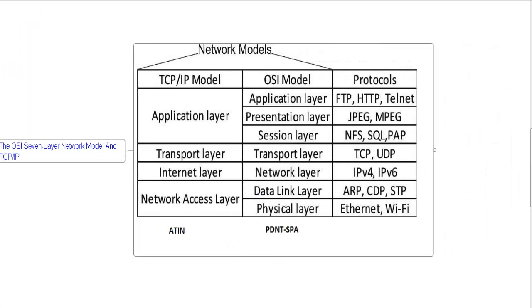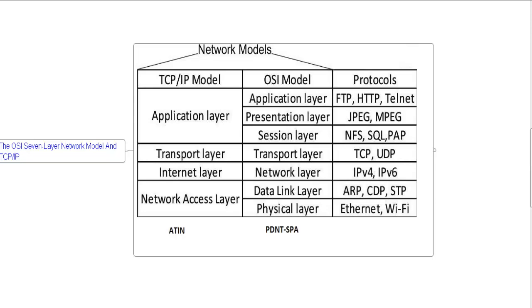Under TCP/IP model, there are how many layers? 4 layers: application layer, transport layer, internet layer, and network access layer. And under OSI model, there are 7 layers. It has a physical layer, data link layer, network layer, transport layer, session layer, presentation layer, and application layer.